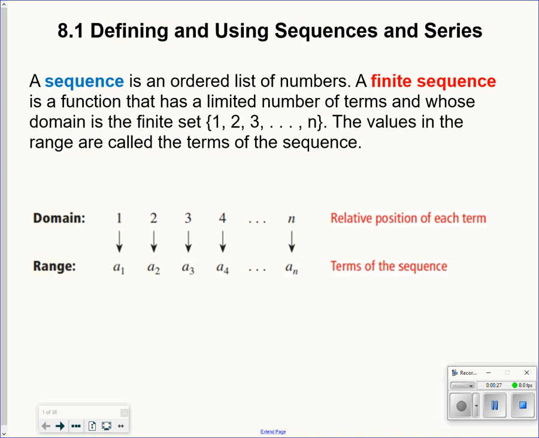Now, a finite sequence, basically there's a limited number of terms, meaning there's an end. That dot, dot, dot that you see in the domain and range, but there's an ending value there. So the values of the range are called the terms of the sequence.